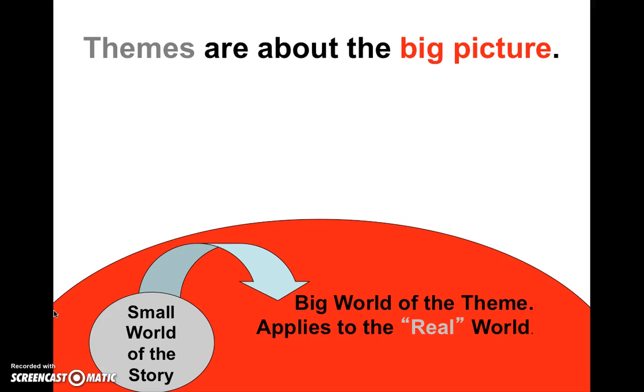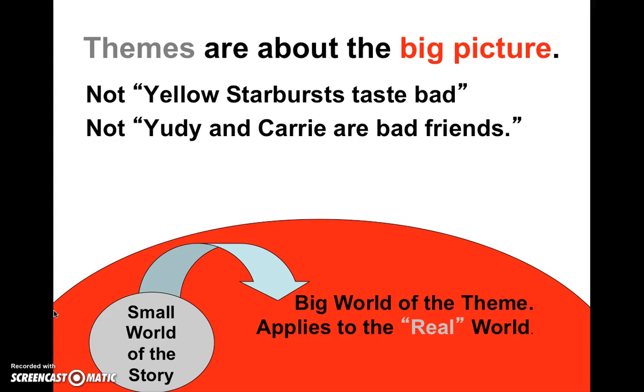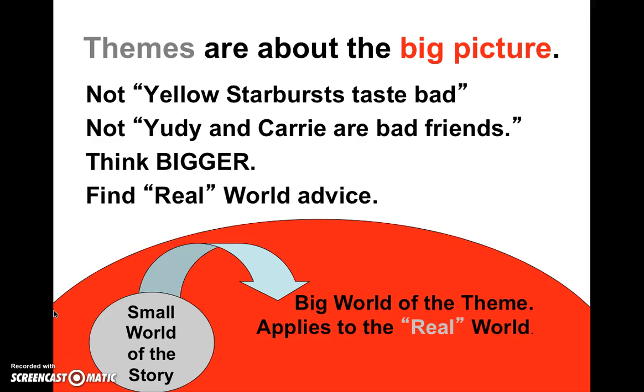It is important to remember that themes are about the big picture. So not just the characters in a story, not just the events that happen in a particular story, but think about the big picture. So the theme would not be yellow Starburst tastes bad. The theme would not be Judy and Carrie are bad friends, because these are only characters or things related to one story. So you must think bigger. Think about real world advice.